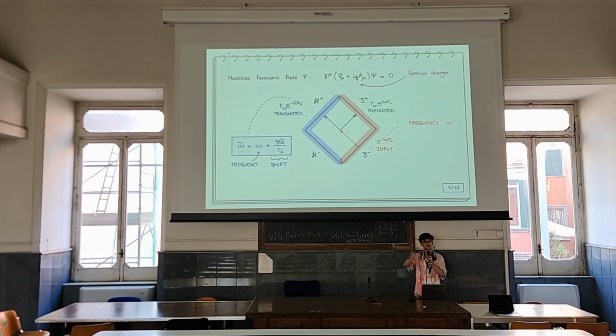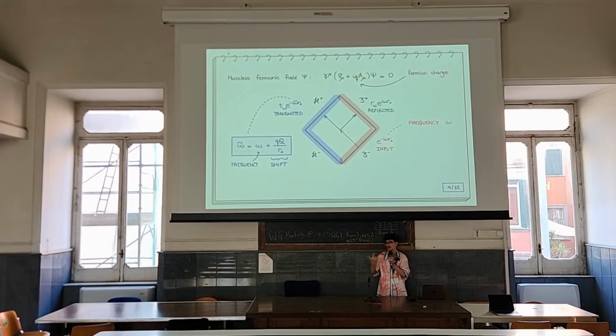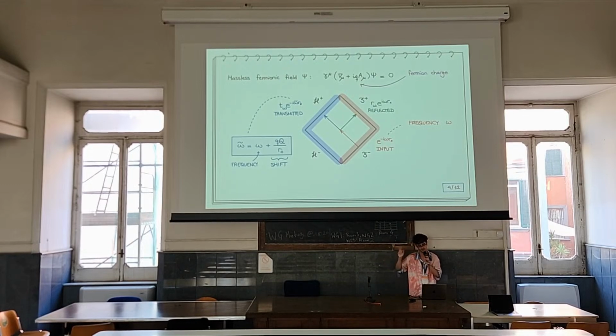And this shift is given by the interaction between the charges of the fermion field and the charge of the black hole. Okay, if we wouldn't have charges, I mean, if we wouldn't have this electromagnetic interaction, then we wouldn't have quantum superradiance. We are going to see that.